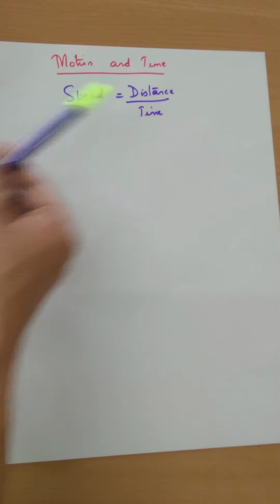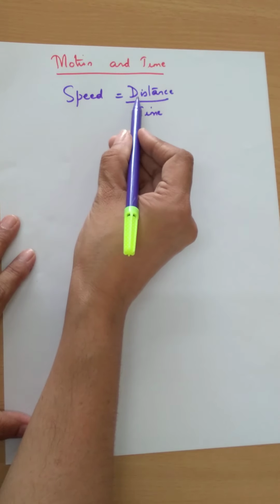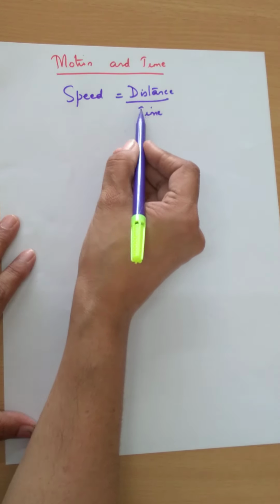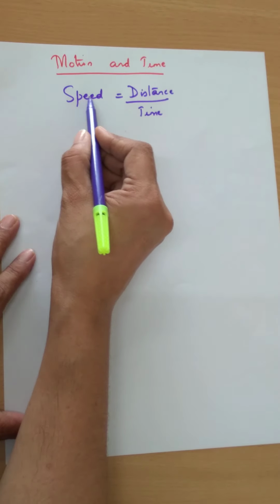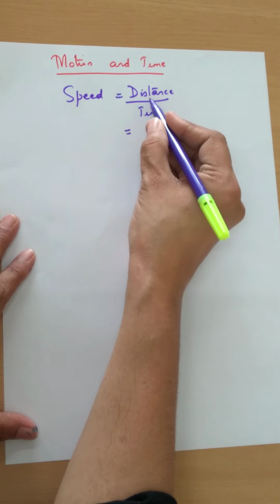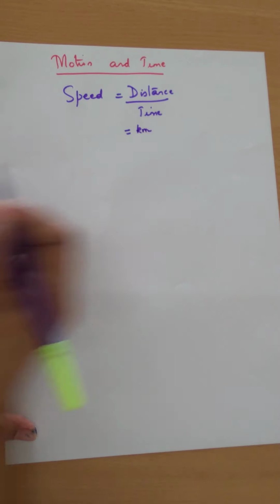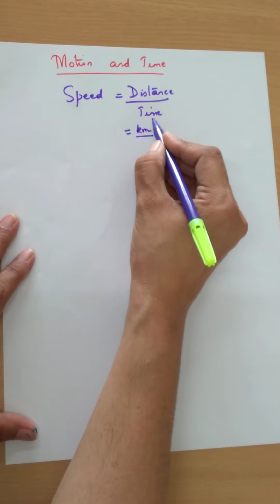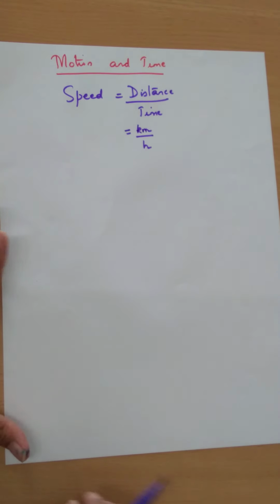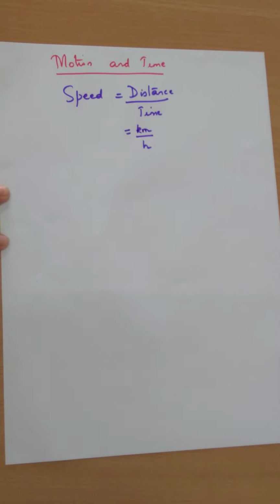Before we begin with the sum, let us go through this formula and understand it very well. We know that speed is the distance traveled by a body per unit time. That means speed is distance divided by time. The unit used to measure distance, normally a bigger unit, is kilometer, and when distance is in kilometers, time is measured in hours. So the unit of speed is kilometer per hour.